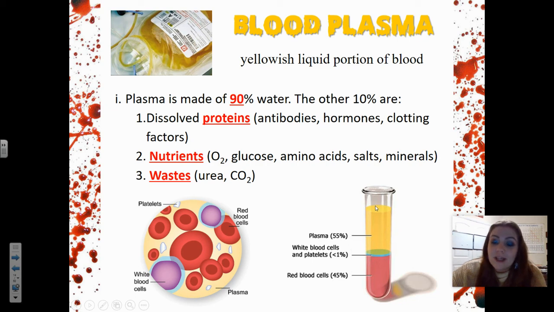So basically with all that liquid, it just helps it move. Helps it move through your body because that's what it has to do. It has to take oxygen to your cells, has to take sugar to your cells, has to take amino acids to your cells. So all those things your body needs, it takes it there.